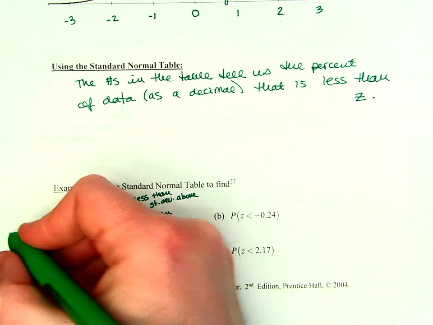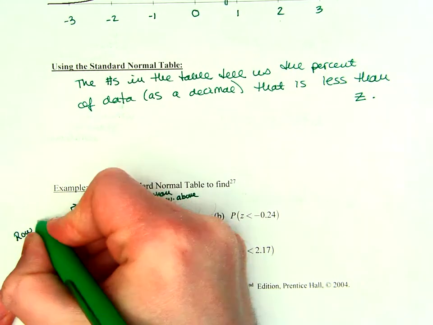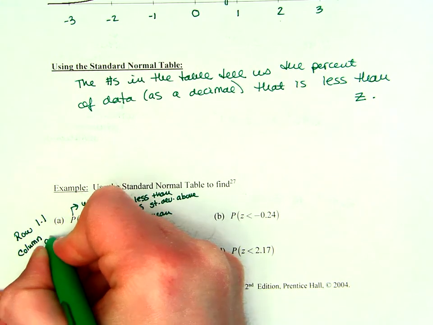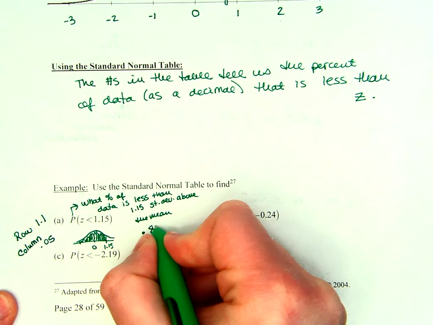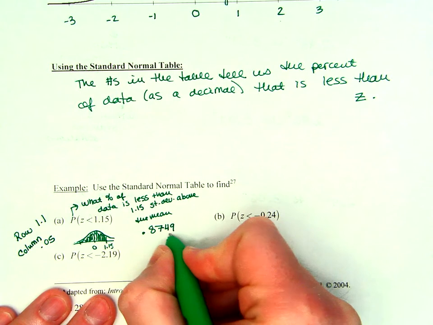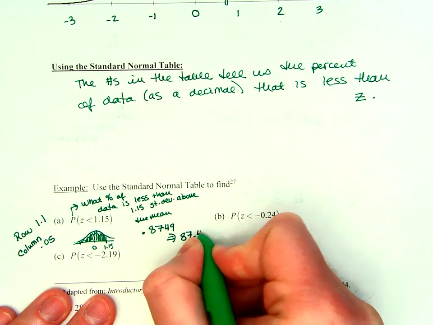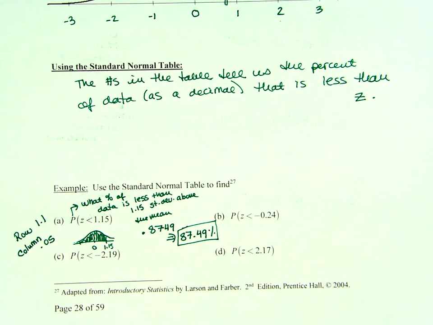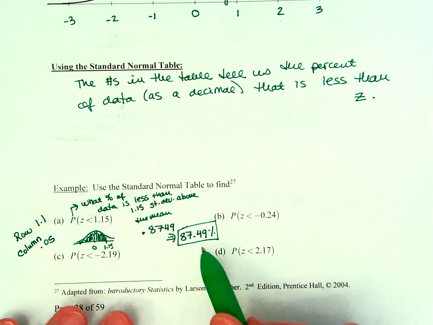Back on page 28. How am I doing part A? I'm looking at the row for 1.1 and the column for 0.05. That gives me 0.8749. But I told you that the table would give us the percent of data as a decimal. I want to turn this into a normal looking percent, so I'm going to write that as 87.49%. 87.49% of my data is less than 1.15 standard deviations above the mean.